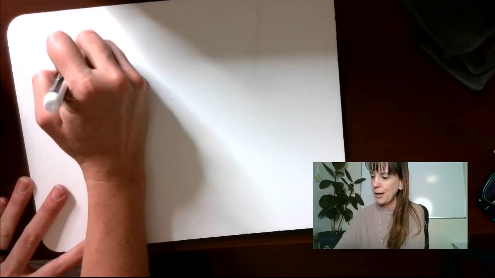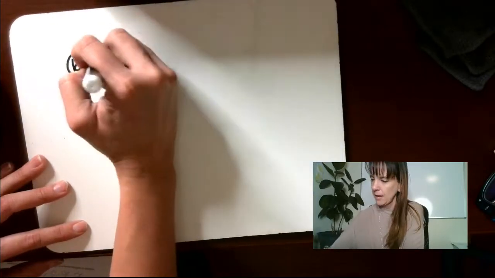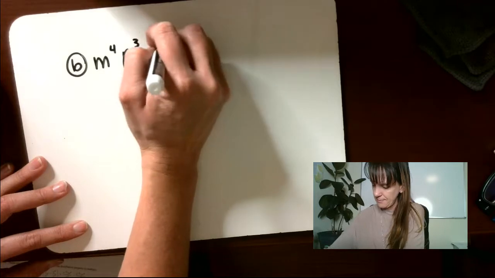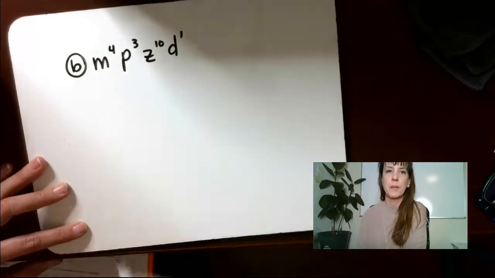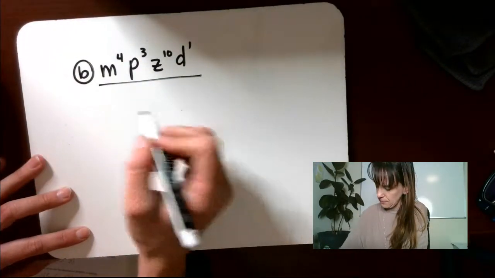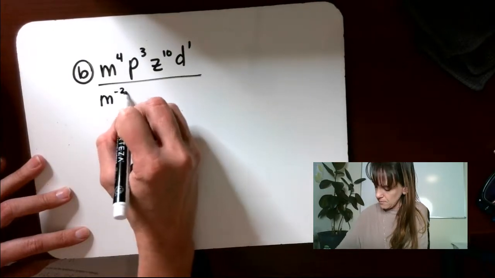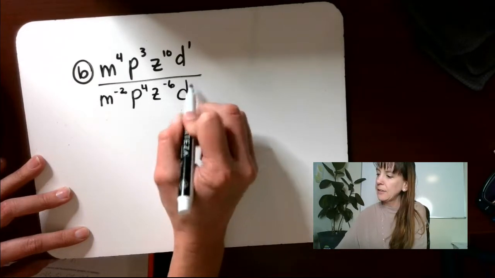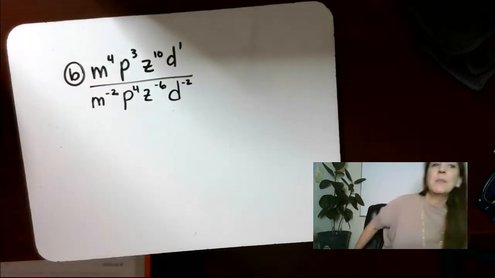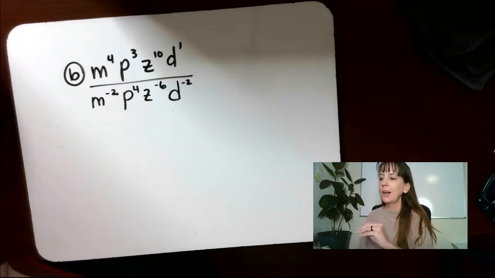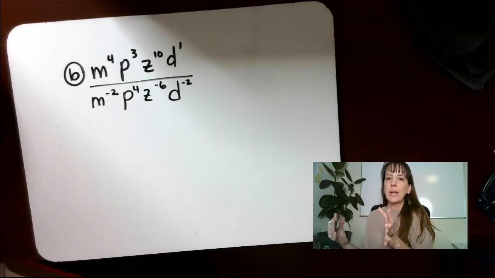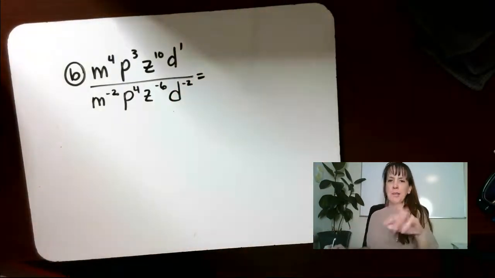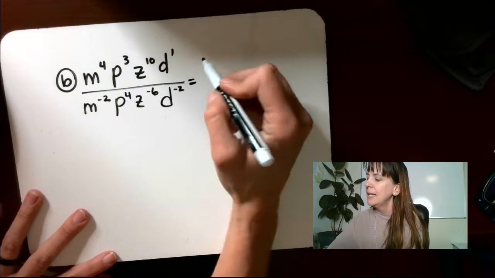All right, guys, so for B, we have m to the 4, p to the 3, z to the 10, d. I'm going to throw a 1 up there so I don't lose track of it. Over m to the negative 2, p to the 4, z to the negative 6, d to the negative 2. All right, guys, so in this case, I'm going to move anything with a negative. Let's deal with those, right? Anything with a negative, I'm going to move to the other side. That's what I meant to say.